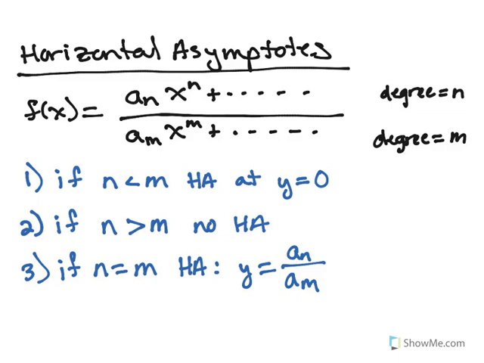So it's like we have just this part of it, and if n and m are equal, then that would go to 1, and we just get the ratio of the coefficients.